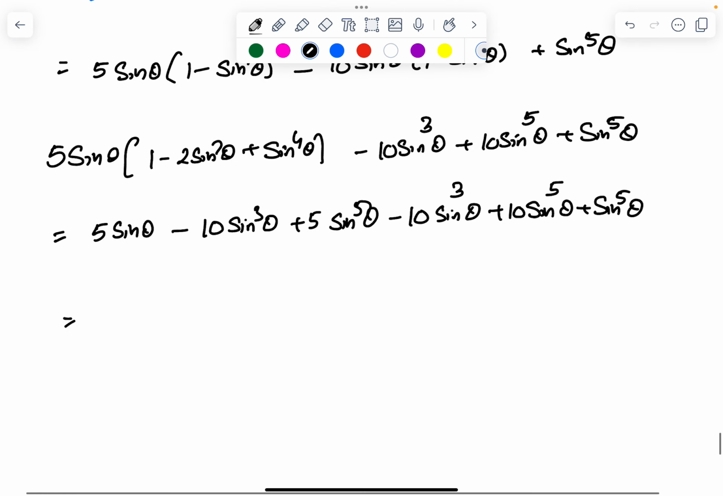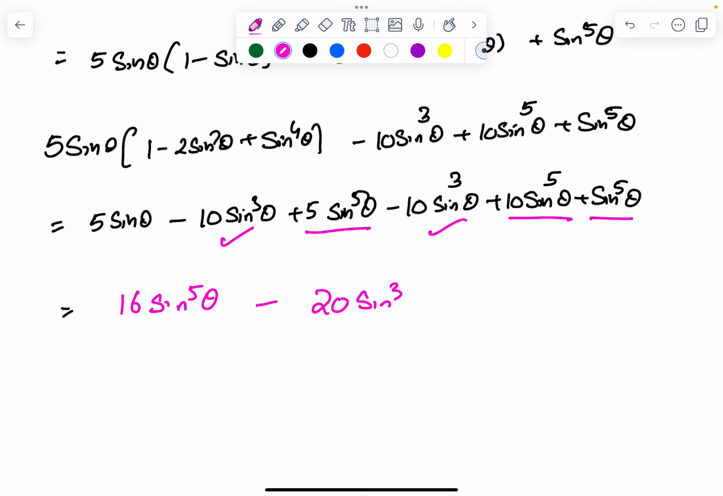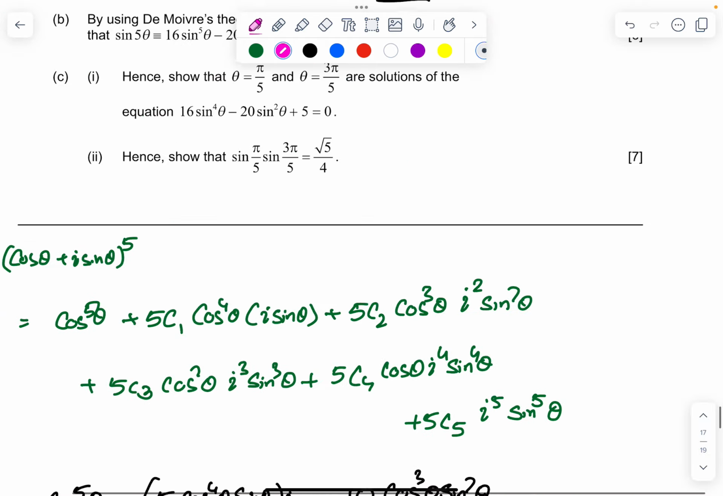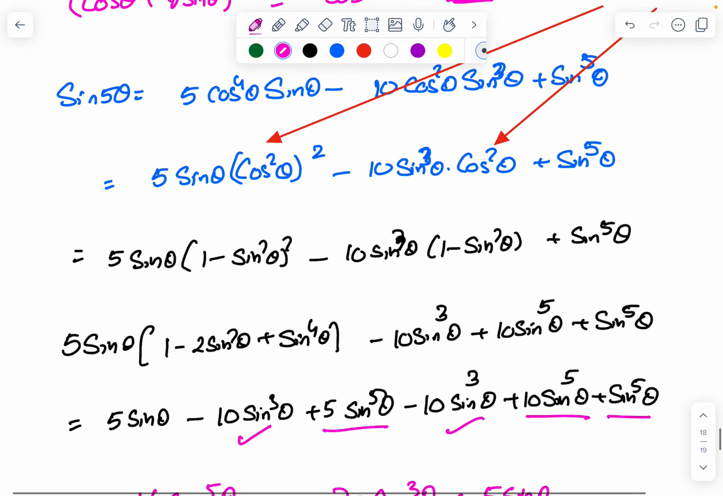So when I see that one, 5 sine to the power of 5, 10 sine to the power of 5, sine to the power of 5 becomes nothing but what? 16 sine to the power of 5 theta. Then minus 10 becomes minus 20 sine cube theta plus 5 sine theta. Then hence show that theta equals pi by 5 or 3 pi by 5 are the solutions for this one.